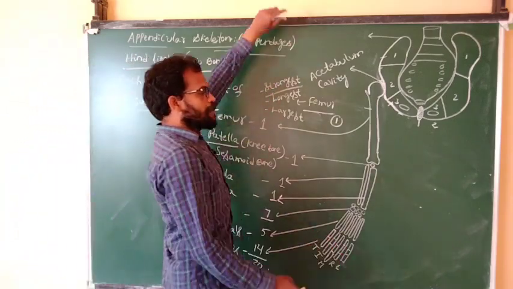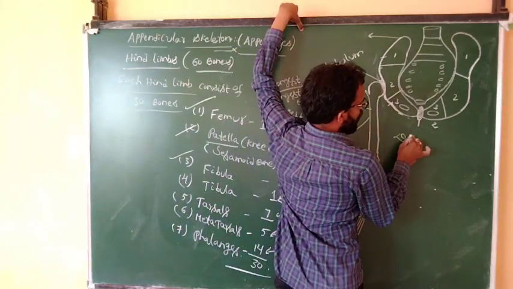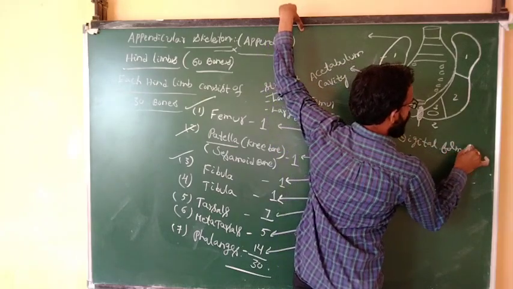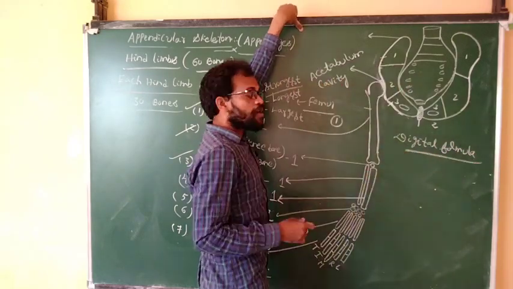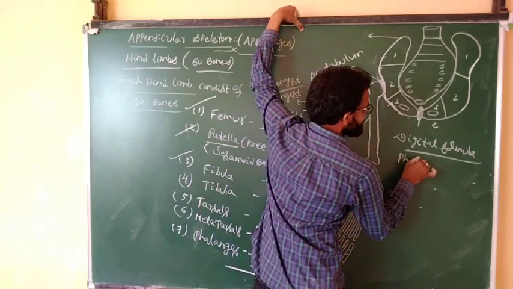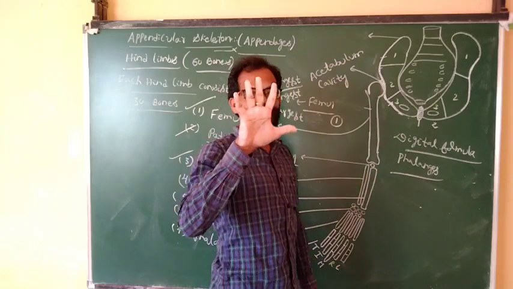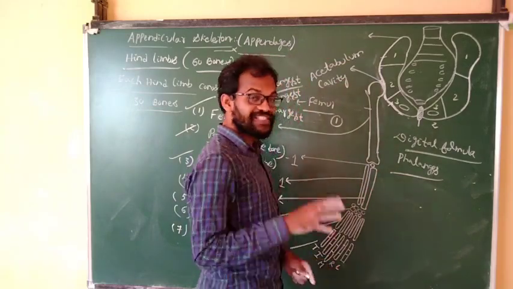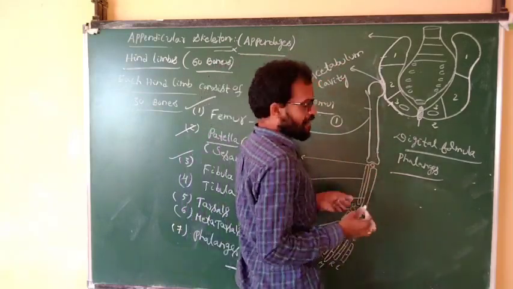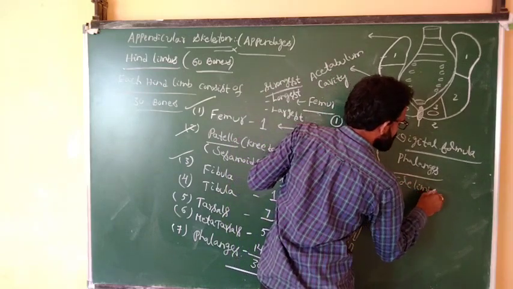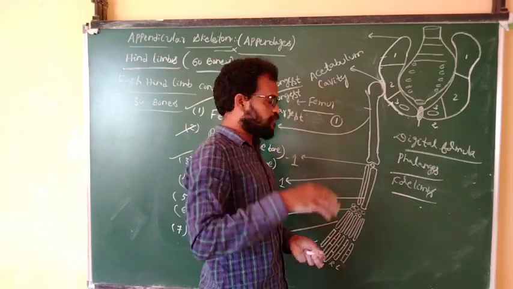If you observe the digital formula of the phalanges, it is 5 digits. How many digits are phalanges? Okay, for example, forelimbs.